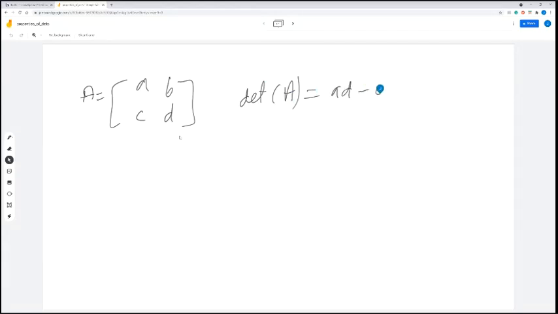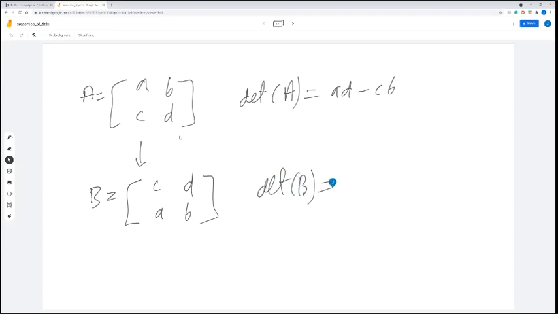Okay. But now let's suppose that I switch the rows of this matrix. So instead of using A, I now use this matrix, which would be different, of course, a new matrix, where the rows are swapped like this. So what will now be the determinant of B?